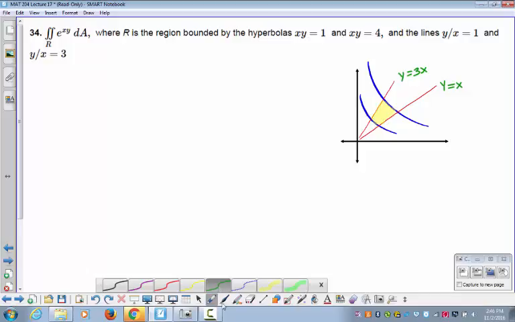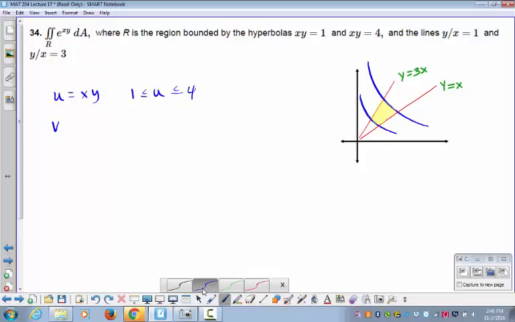All right, so what do you think the substitution should be? What should we let u equal? xy. Yeah, xy. If we let u equal xy, then xy is trapped between 1 and 4, so that means u is trapped between 1 and 4. And then what was the second one? V equals y over x, yeah, exactly. And y over x goes from 1 to 3. So that's our substitution.